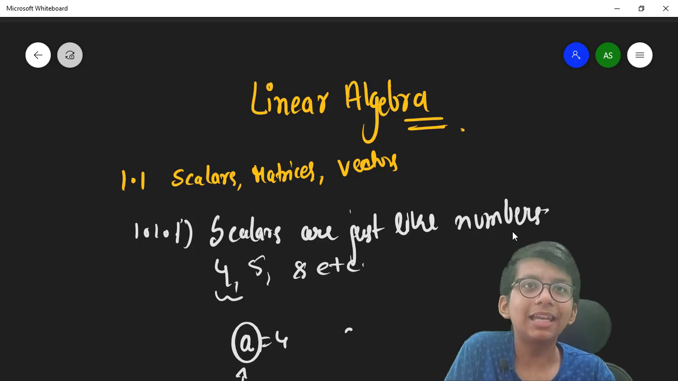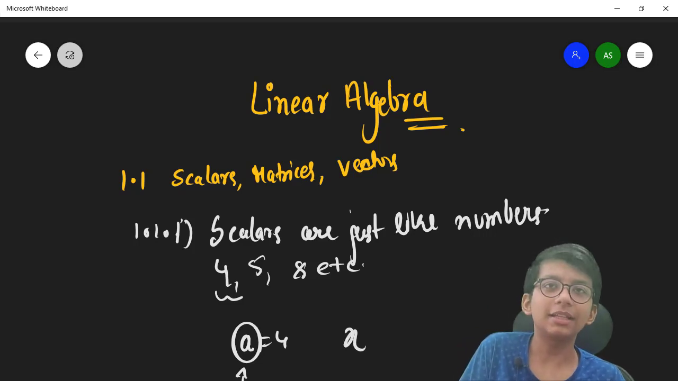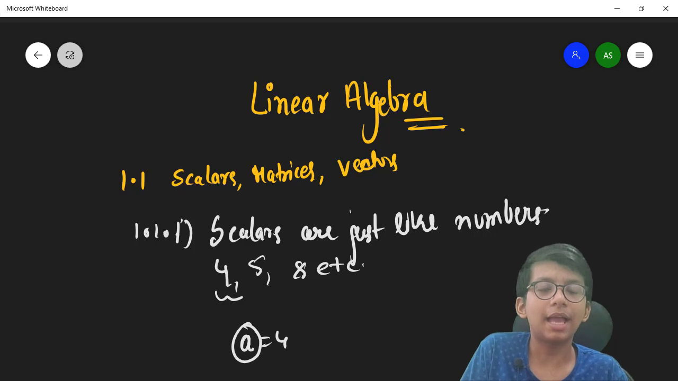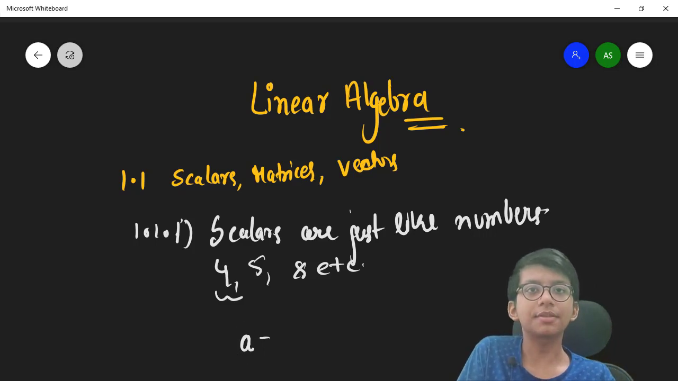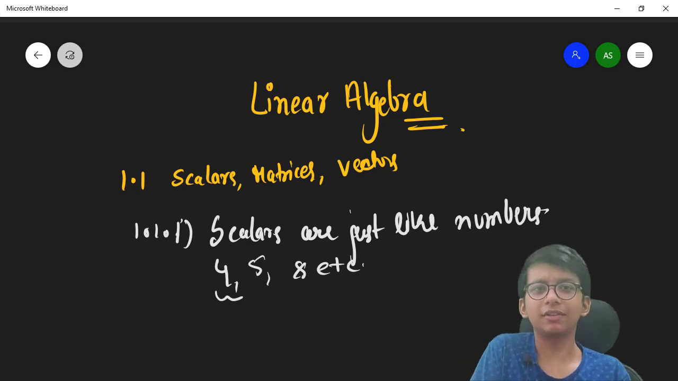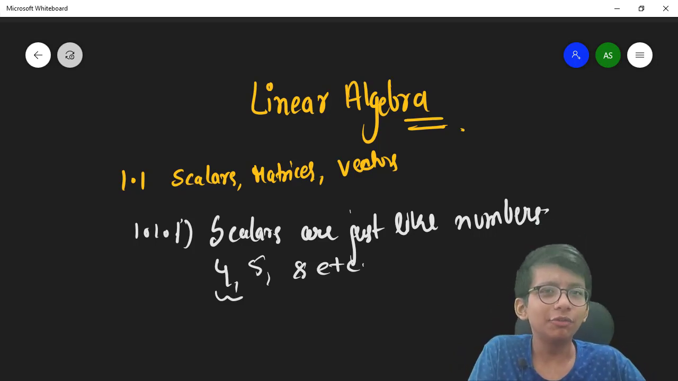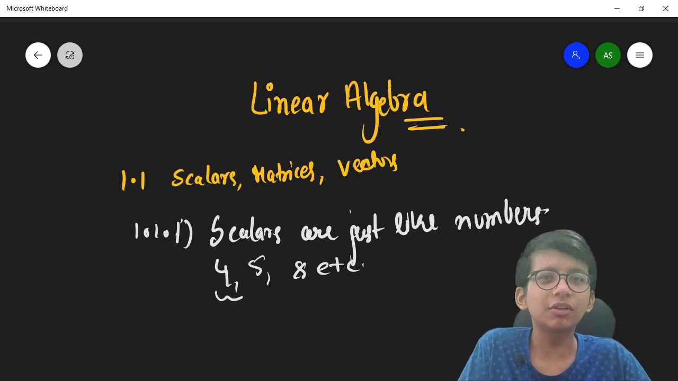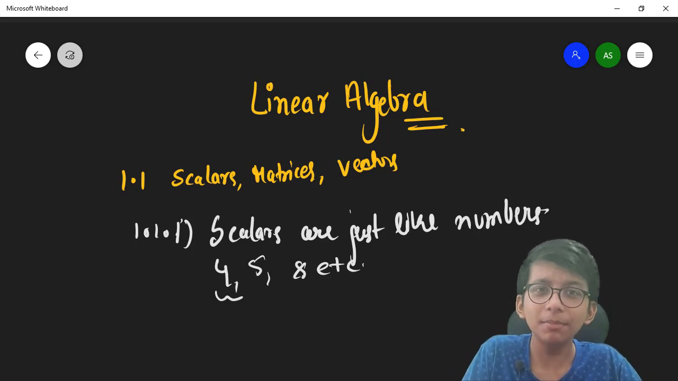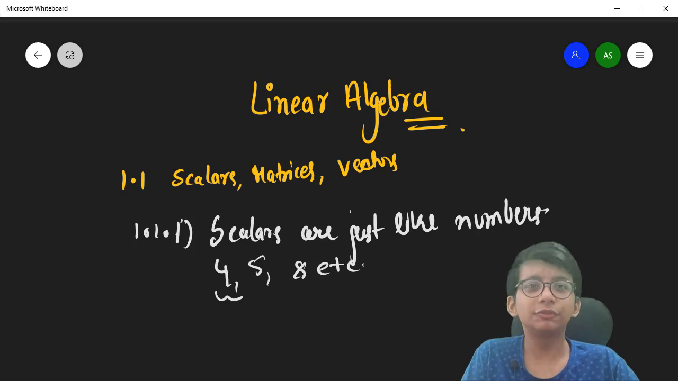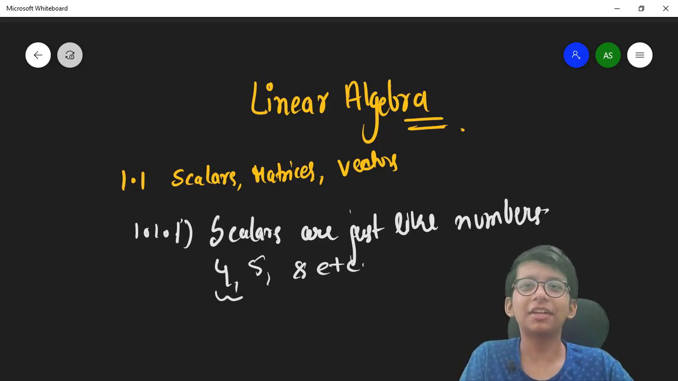I'm not able to write italic here, but in italic form, just say lowercase. So that's how we identify scalars in the general case. I hope that no further explanation is needed for scalars. It's just like numbers, which are 3, 4, 5, 6, 7. I hope that you already got this.